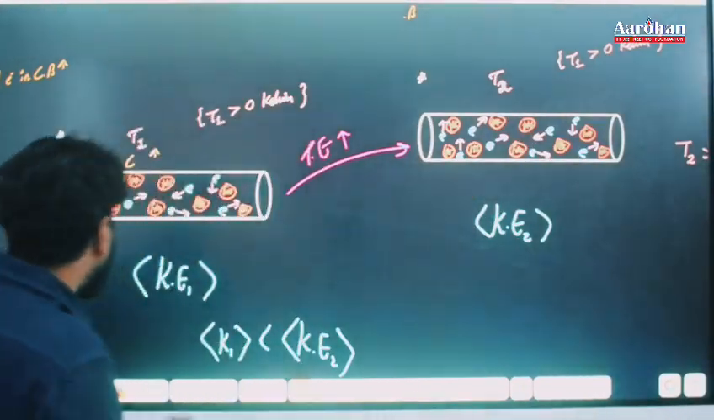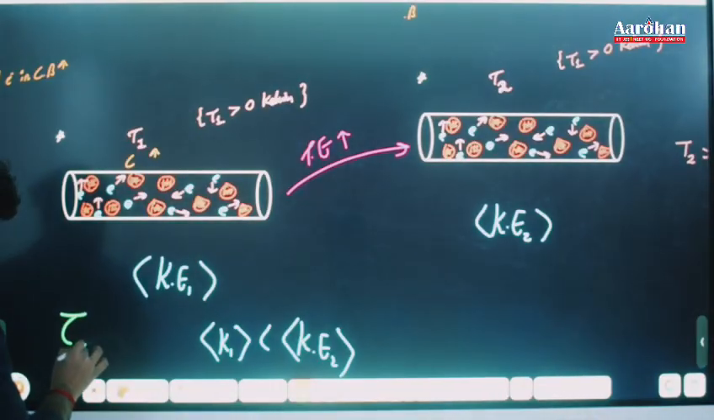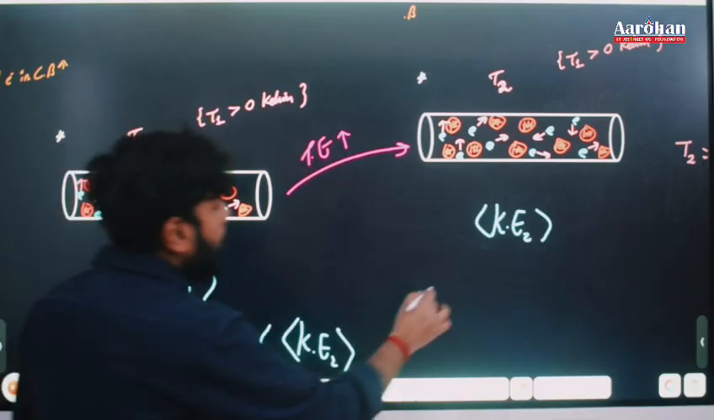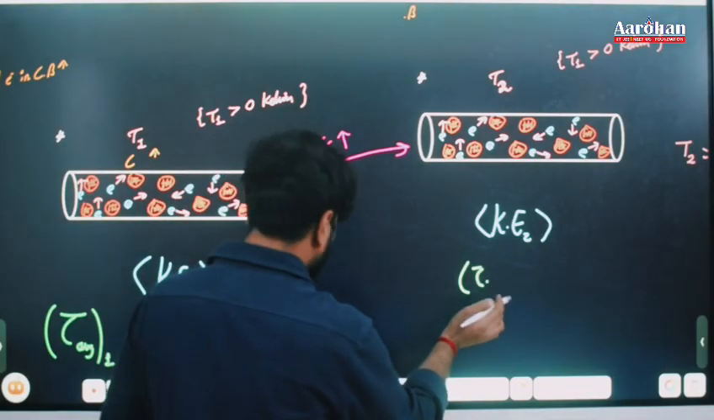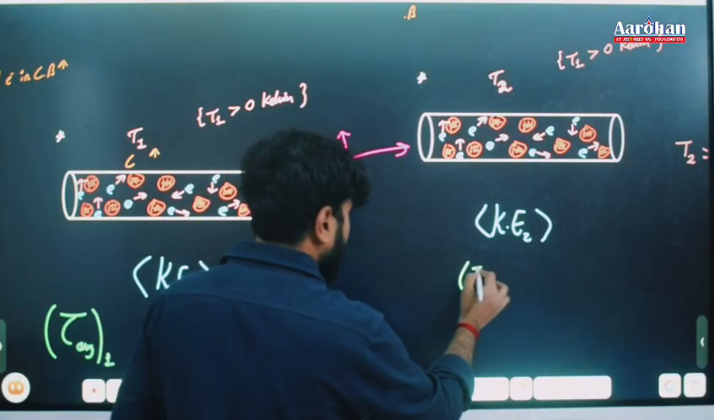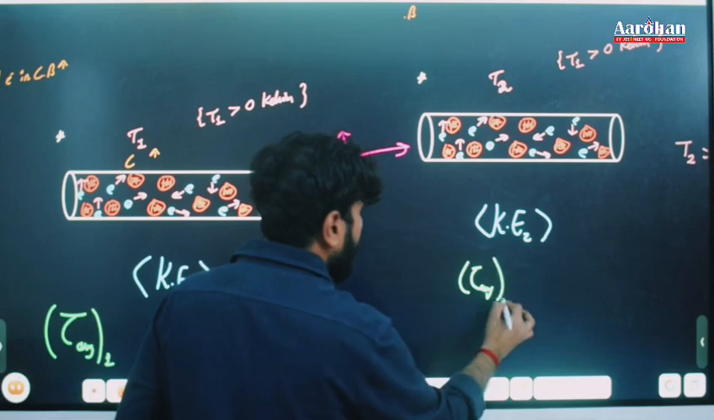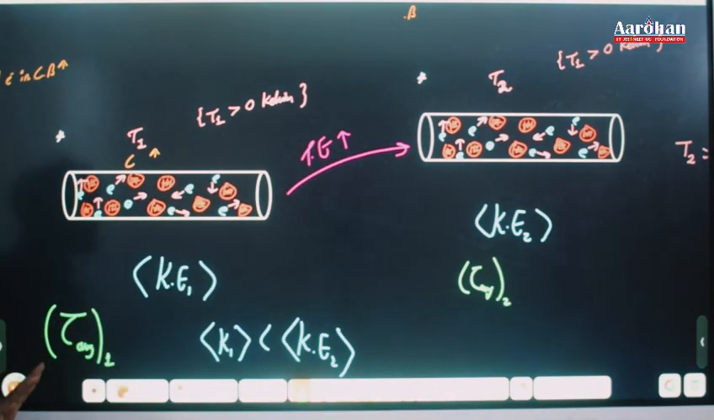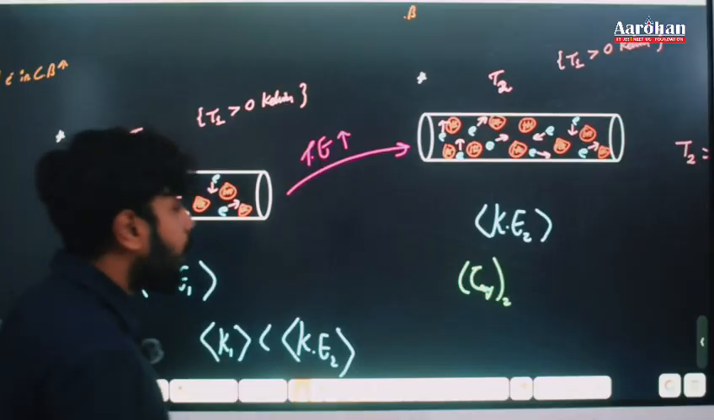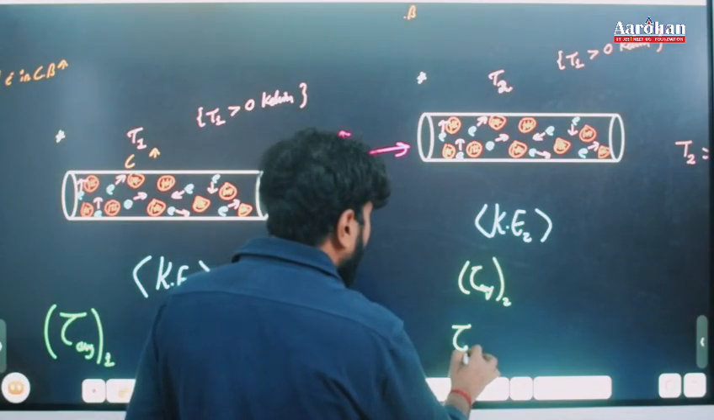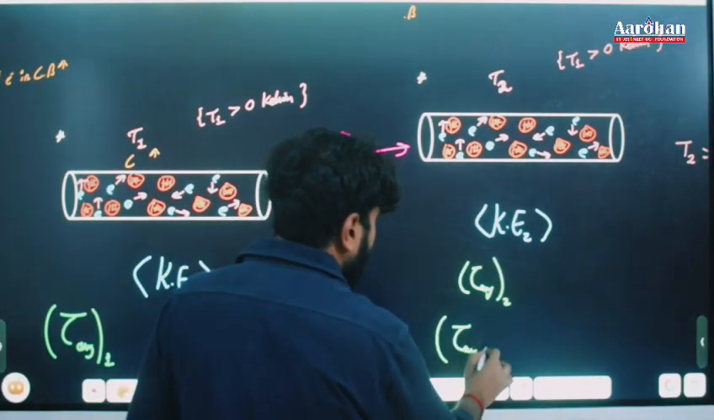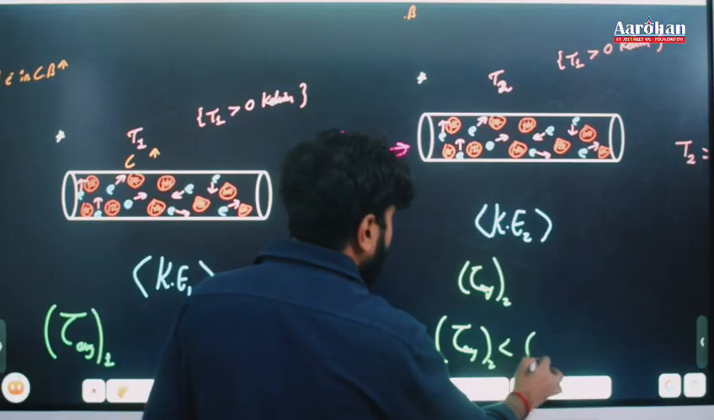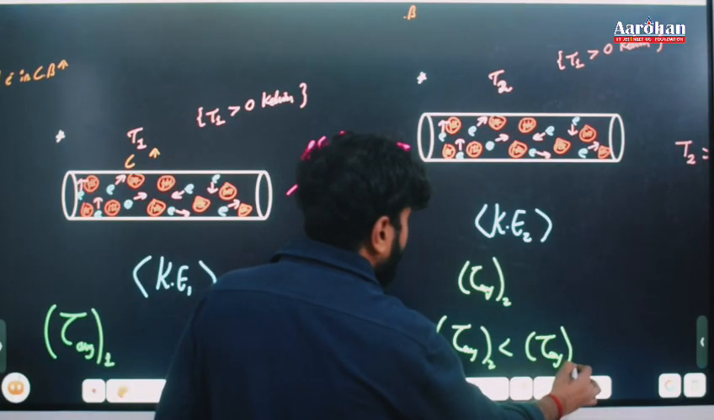That means if I write here tau average 1, and if I write tau average 2, what you will find is, because it has increased kinetic energy, these are going to move more randomly. So you will find that tau average here will be lesser than the tau average there.